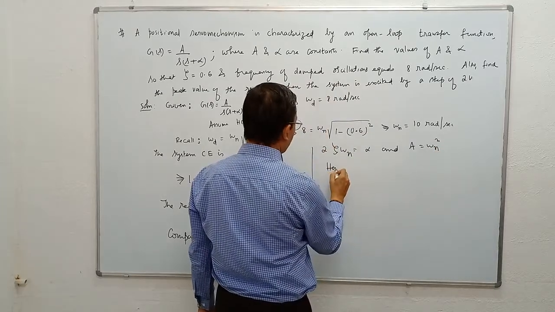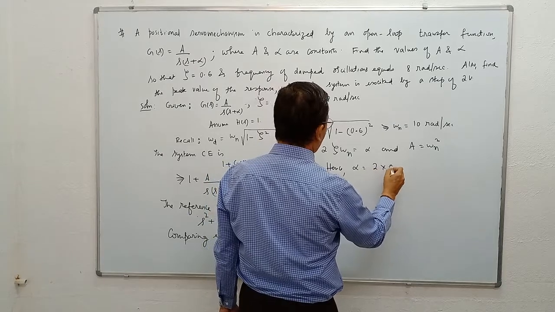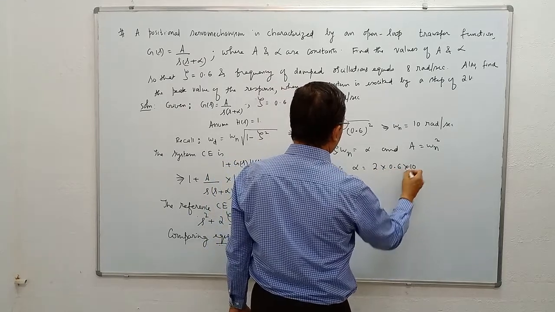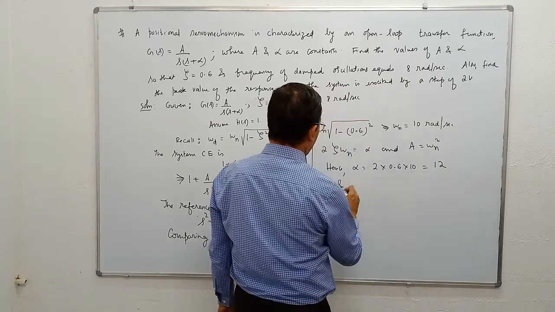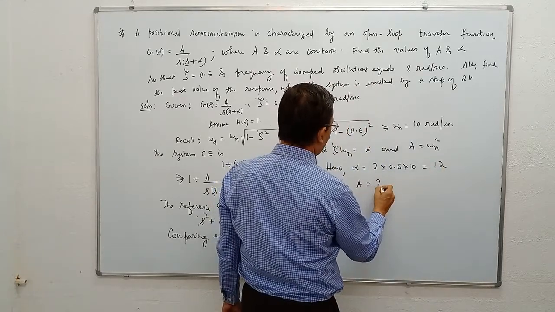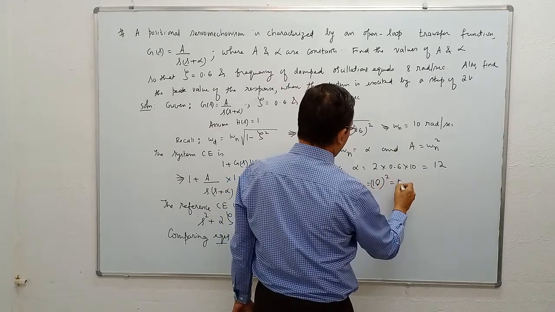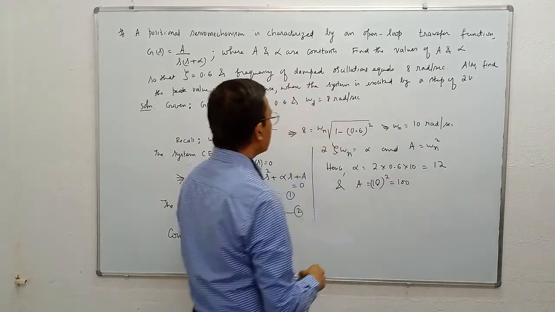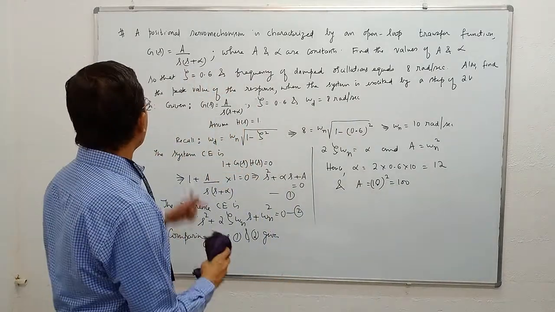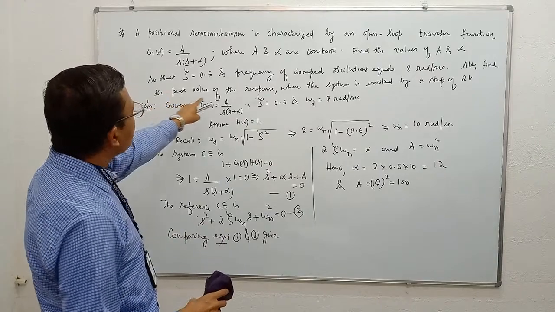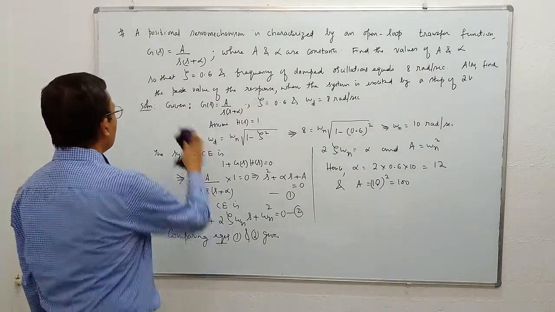Hence alpha is equal to 2 into 0.6 into 10, which is equal to 12, and A is equal to 10 square. 10 square is equal to 100. So we have found the values of A and alpha. Next we have to find the value of the peak response when the system is excited by a step of 2 volts.